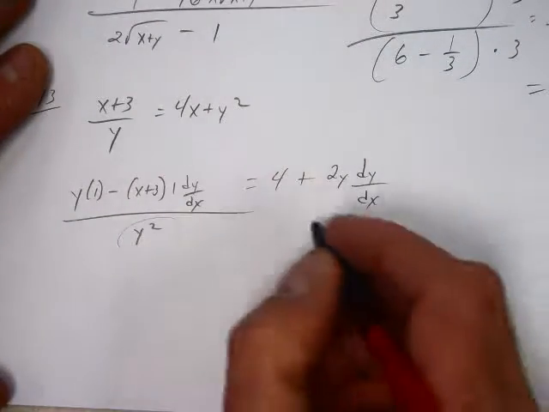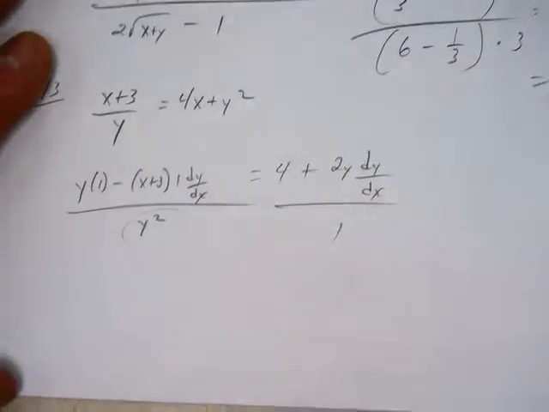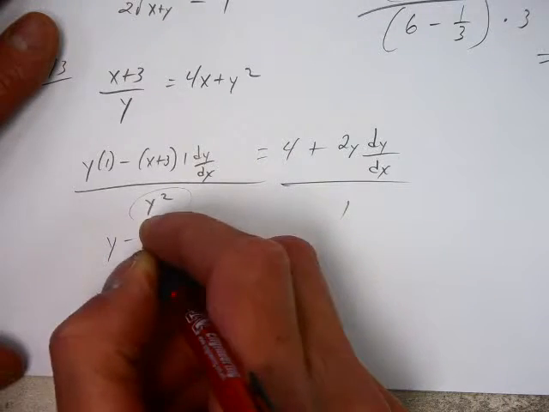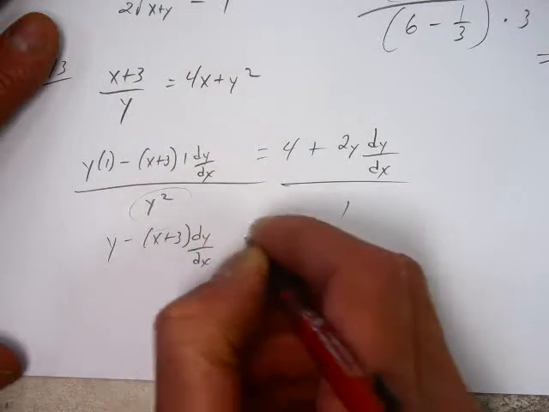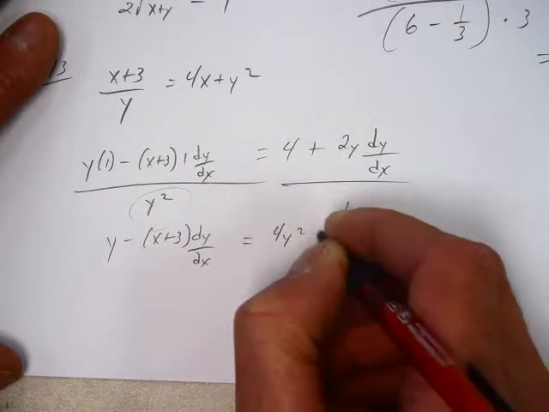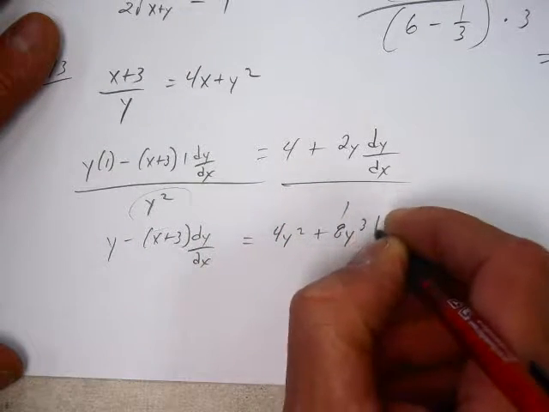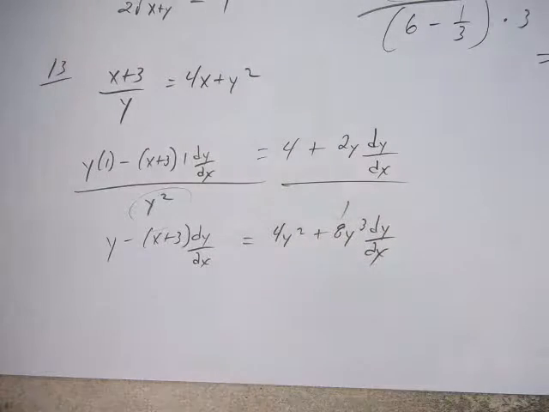Okay. But what do you want to do now? Well, I can't simplify y, but honestly, what I'm thinking about right here, let's get rid of this y squared on the bottom. If we didn't have y squared on the bottom, it'd be a piece of cake. So let's multiply both sides by y squared, or you can take a look at it as we're even cross multiplying. So I got y minus x plus 3 dy dx equals 4y squared plus 8y to the third dy dx.